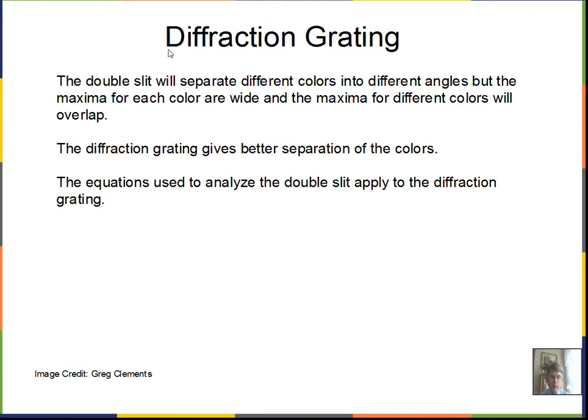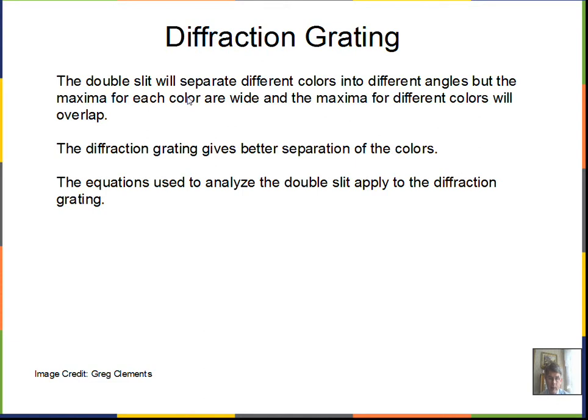But we've done the double slit. We saw how different angles result from different wavelengths. The same thing happens in the diffraction grating, but now there is better separation of the colors, and we have smaller width maxima, so the colors don't overlap as much for the diffraction grating. It's a better instrument for analyzing the different colors of light from some object.